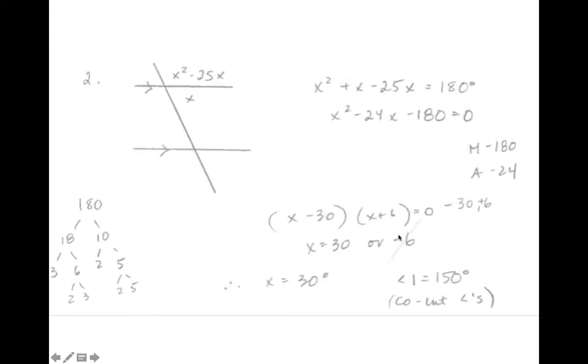Negative 6, of course, doesn't make sense in the context of an angle. And so that means that x is 30. If the angle number 1 that I'm looking for is here and it's supplementary with x, then I know that angle 1 has to be 150 degrees. And I know that from the co-interior or consecutive interior angles.